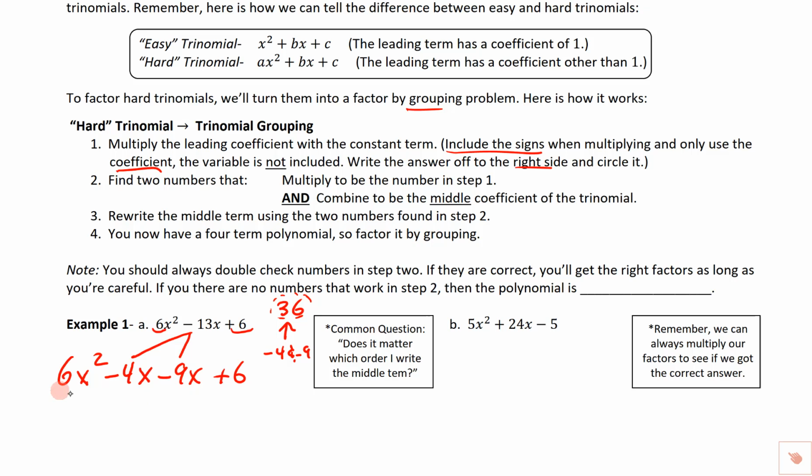All right, so all I've done here is I've rewritten the first one. There's our 6x squared. I've written the last one, there's the plus 6, and I've rewritten this one so that it's written with a minus 4x and a minus 9x. It's still the same thing, it still represents negative 13, but now this has 4 terms, now we can do factor by grouping. Okay, so we finish this off by factor by grouping.